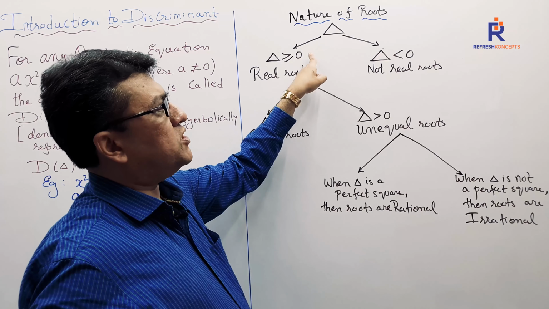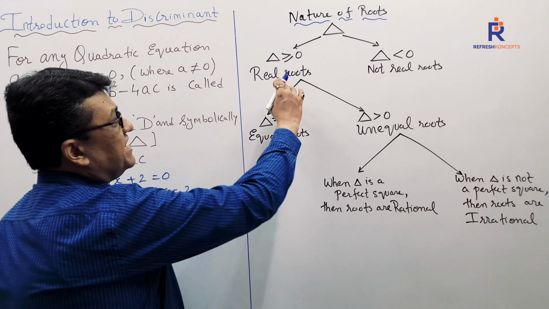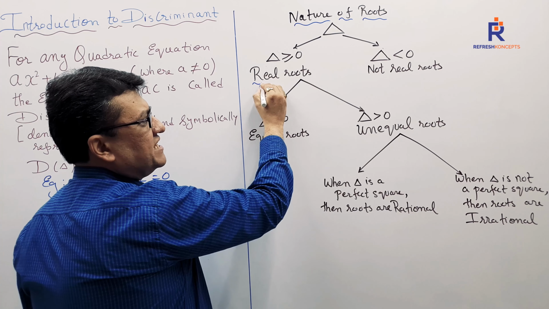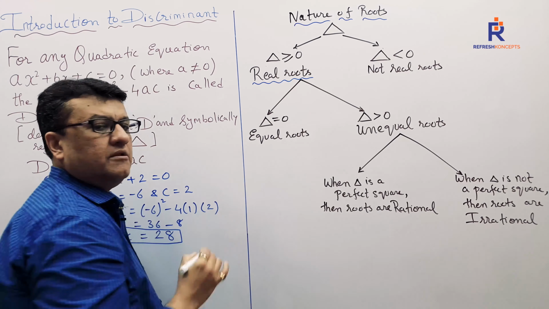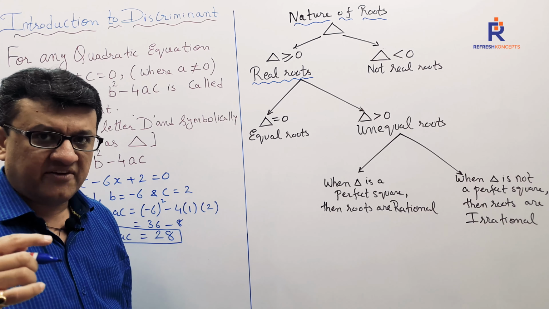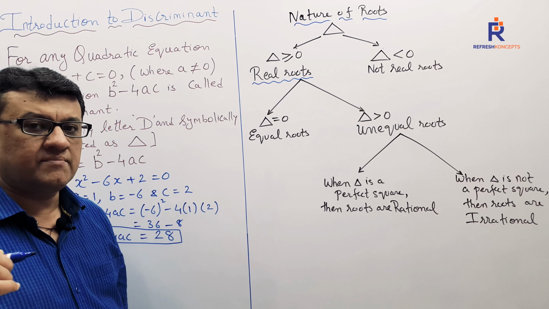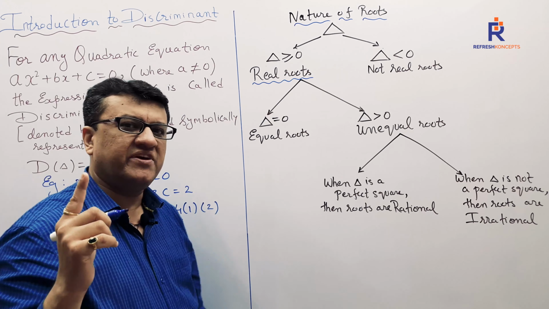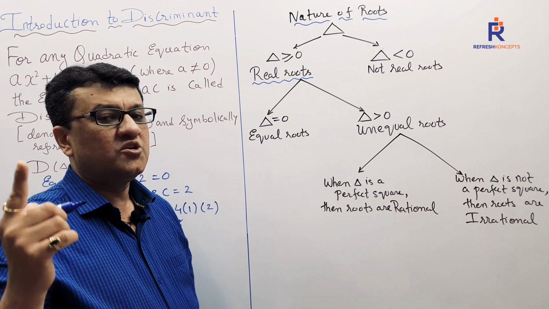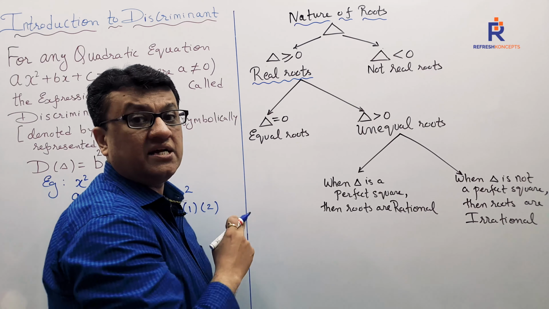What if delta is positive, greater than or equal to 0? What if delta is negative? If delta is greater than or equal to 0, we always say the roots are real. That means roots exist, and those roots are nothing but real numbers. By this time you should be very much aware what roots we are talking about. Roots are nothing but the solution set of a quadratic equation. So whatever the roots are, they will be real numbers, and that's the reason we have written roots are real.